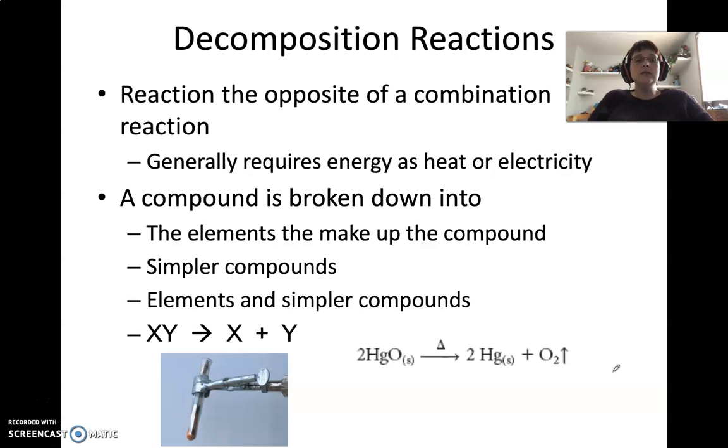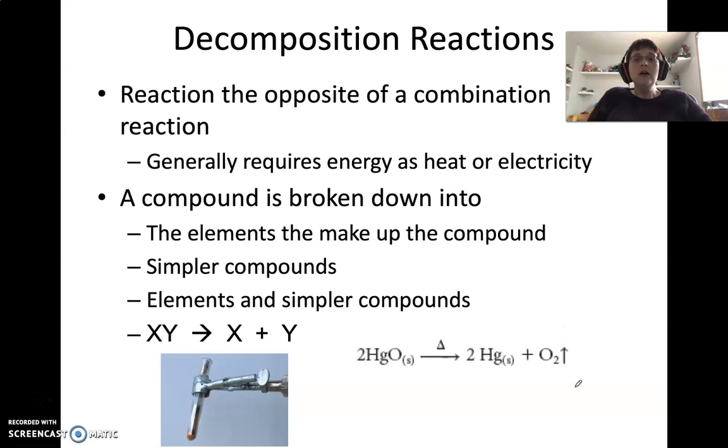So the simple version of how we represent a decomposition reaction is just the opposite of a combination reaction. So XY is going to result in X plus Y. So this is just the general representation of these equations, but it can be any version of these. So you get a single compound, and then you're going to get multiple things on the other side.